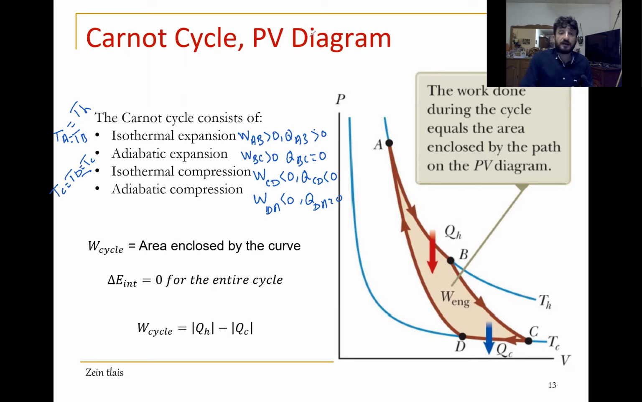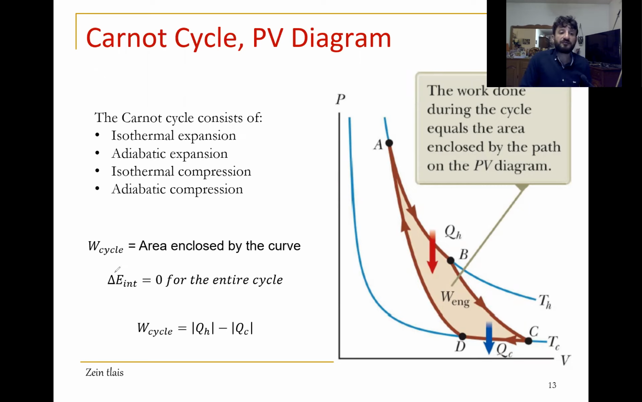Okay, and you know, for any cycle, the total work of the cycle equals the area enclosed by the curve here. This is the total work inside. And delta E of any closed cycle equals 0. So omega of the cycle equals Q hat minus Q cold, or Q hat equals omega plus Q cold.